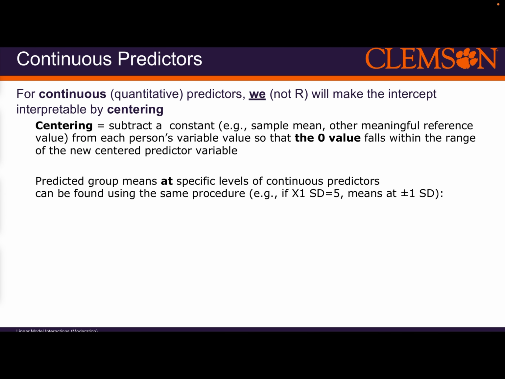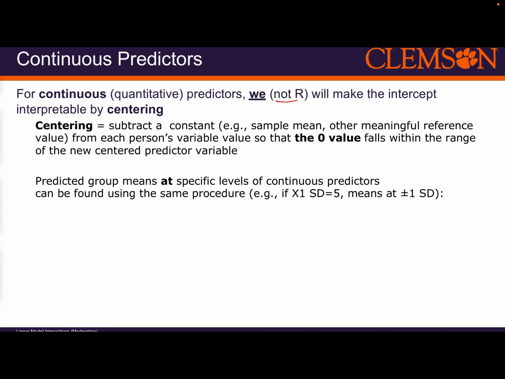For continuous predictors, we will make the intercept interpretable by centering. I say we, that is not R. I mean, technically speaking, we do write R code for it, but we have to write the R code. It's not done automatically in the model itself. And again, centering is where we subtract a constant. Sometimes the sample mean, sometimes some other reference value, like I mentioned in the example before, a person of 5'6", or what is that, 66 inches tall.